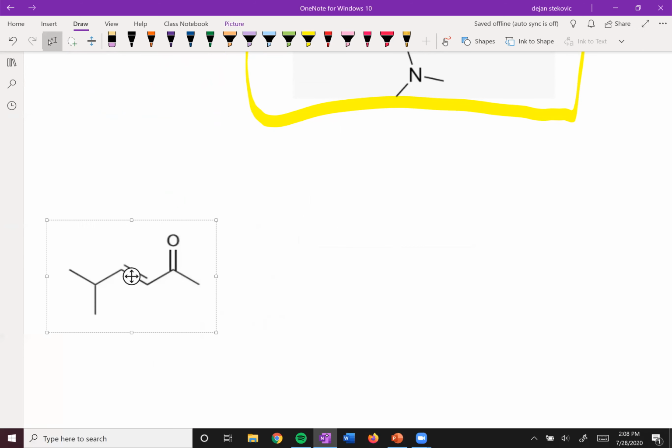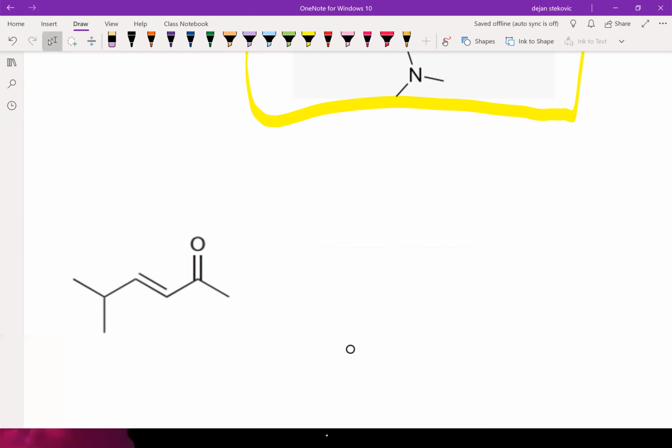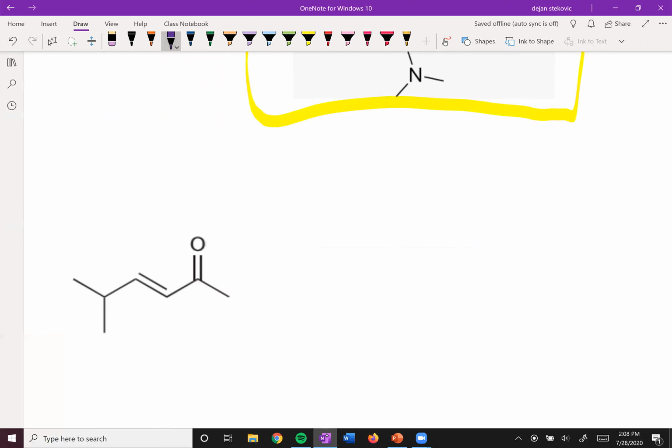So let's take a look at an example like this one right here. And there's different questions I could ask you, right? One question I could ask you is, what's the formula of this compound, right? So remember that each one of these intersections and endpoints is a carbon. So there's a carbon here, 1, 2, 3, 4, 5, 6, 7. So there's 7 carbons, right? So the formula is C7.